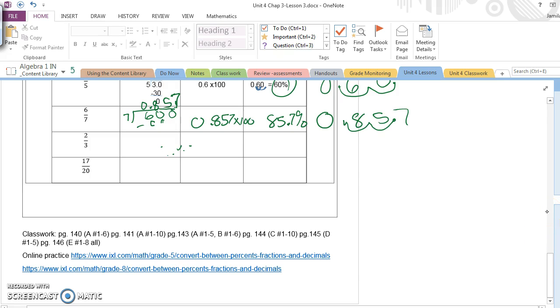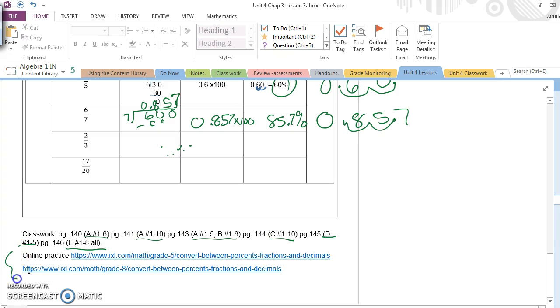This is the completion of this lesson. I want to draw your attention to the classwork. You're going to have page 140, A, 1 through 6. And then page 141, you're going to do A, 1 through 10. On page 143, A, 1 through 5, and B, 1 through 6. Page 144, C, 1 through 10. And then page 145, D, 1 through 5. Page 146, E.